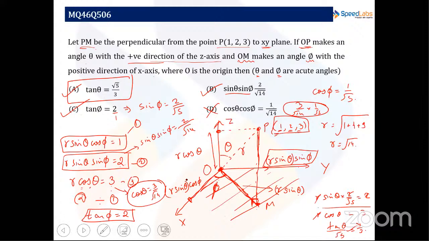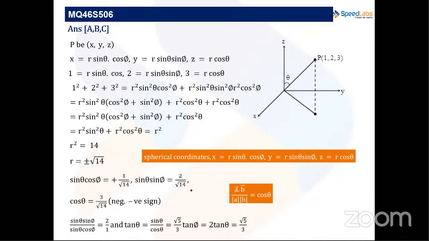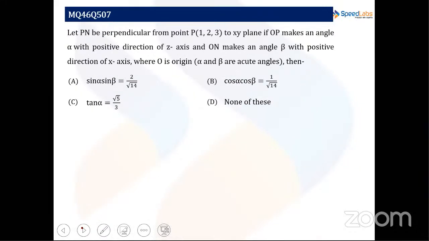Moving to the next question. Now we are given, let PN be the perpendicular from the point to the xy plane. If OP makes an angle alpha with the positive direction of z-axis and ON makes an angle beta with the positive direction of x-axis, where O is the origin. Then, right now we have seen that.